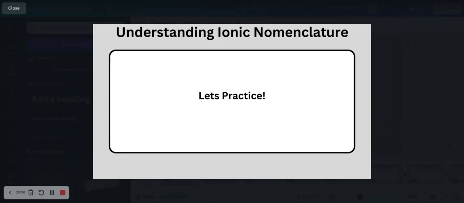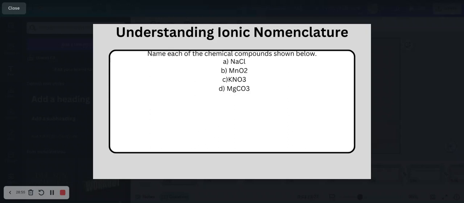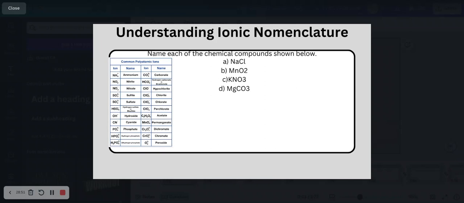Let's practice this. Name each of the chemical compounds shown below. The first thing to do is to get a list of common polyatomic ions. Depending on your class, it may be helpful to memorize this list.